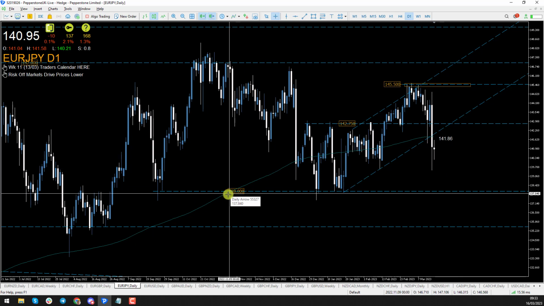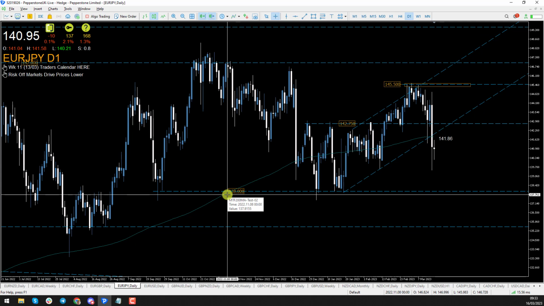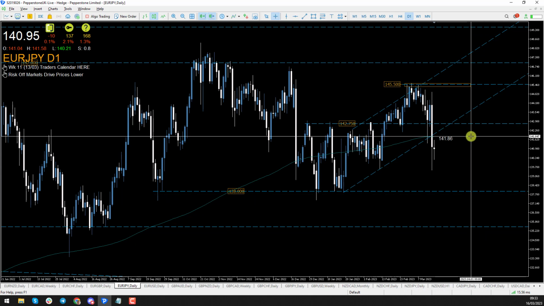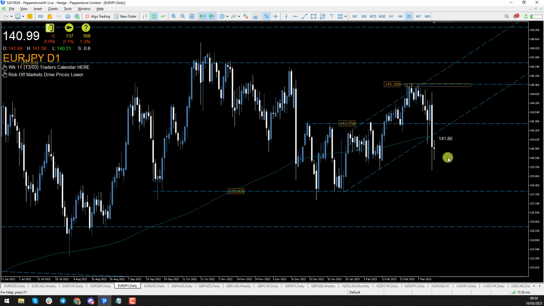That opens the door up to a move down to the 138 handle. We're also trading below the 200 daily moving average as well. So we've got all these signs that say that Euro Yen could continue to the downside here. There's a lot of risk off in the market as well, which helps with the yen strength. So it's suggesting that we should be short this market.